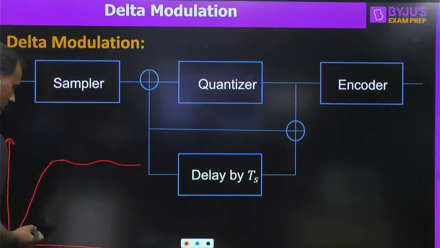Okay. Right. Let me take the first sample. Let me select the samples here at Ts seconds.